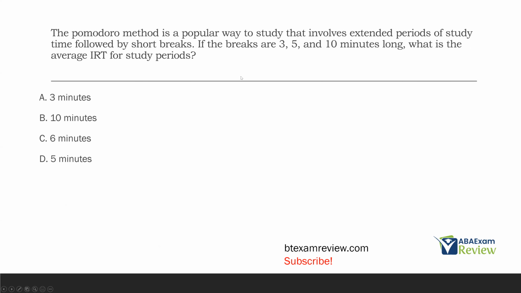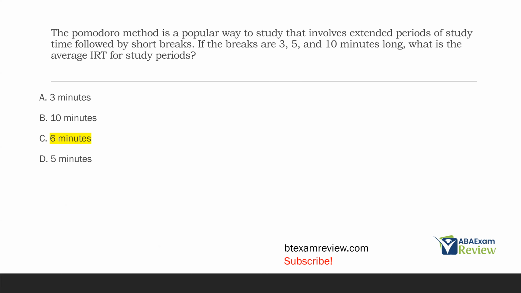Now to find an average, we've got to total up all of our data points, which gives us 18. And then we divide by the total number, so 3. So we divide 18 by 3. And what do we get? Well, we get 6 minutes.